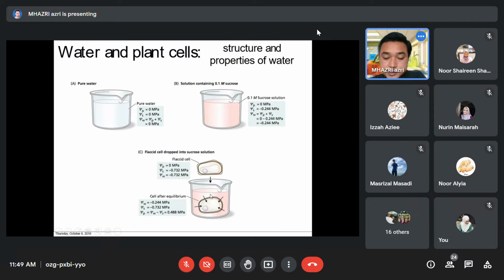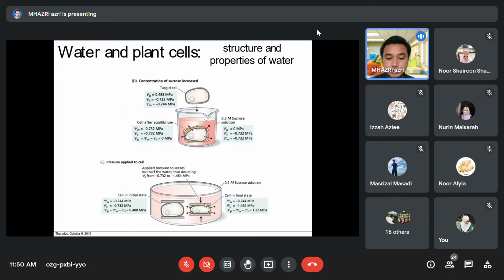Okay, so dekat sini, because the water potential in a solution is higher compared to the water potential in a cell. Okay, sebab water potential in a cell adalah 0.7, untuk solution 0.2, maknanya lebih tinggi. So water will move from higher water potential to lower water potential, it will move from solution into the cells.